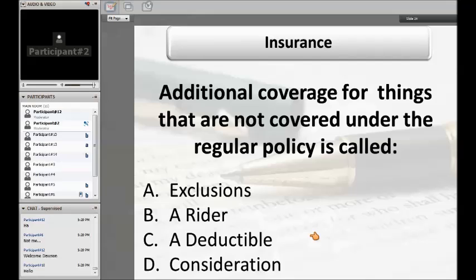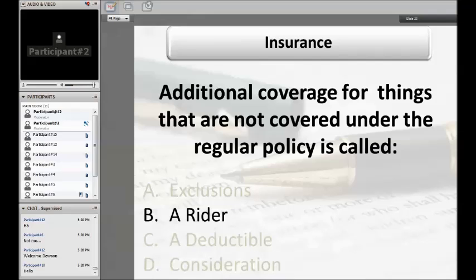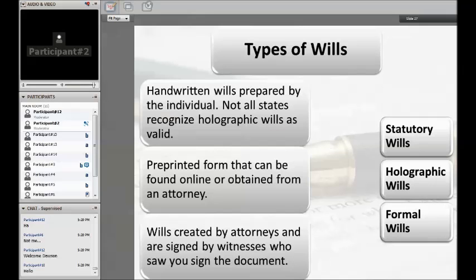Additional coverage for things that are not covered under the regular policy. It looks like it's a toss-up between exclusions and riders. Oh, you guys who voted for B, you are right. A rider is additional coverage that you can buy to cover something that's not already covered under the regular policy. You guys are on a roll tonight.